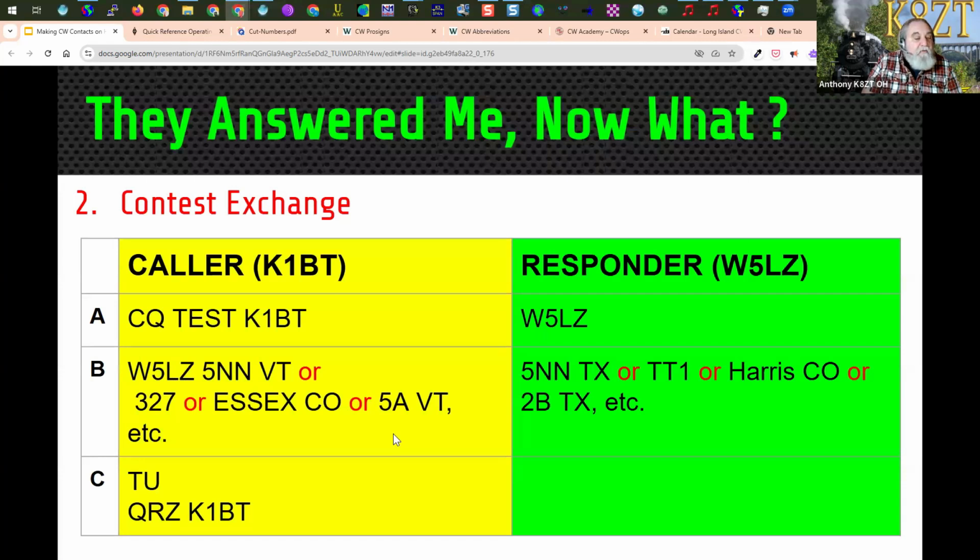So you need to know what the abbreviations are if you're working a state QSO party for each county. They're typically 3 or 4 letters. Or if it was Field Day, he might send 5 Alpha Vermont, etc. So the other station responds with a 5NN, and they send their state or their serial number. In this case, he's sending a number 1.